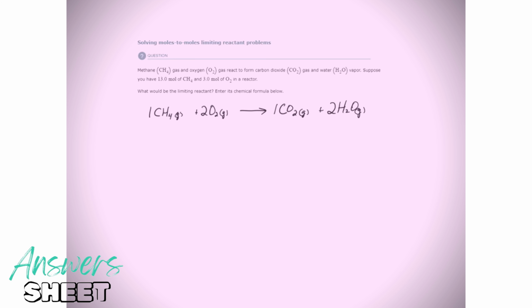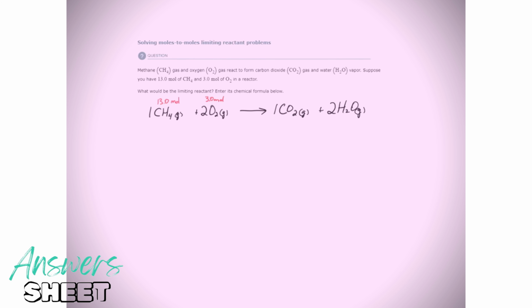Now, they tell us that we have 13 moles of CH4. And they also tell us we have 3 moles of O2 in a reactor. So they give us amounts of our reactants, of these two starting substances. Whenever you are given amounts for more than one of your starting substances, you need to determine which one is your limiting reactant, which one is your excess.